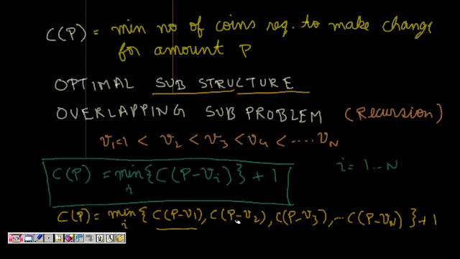C of p minus v2 means this is the minimum number of coins required when the amount is p minus v2, and similarly for all the others. So now I say that I can use any of v1, v2, v3 till vn, and I subtract that amount, and the optimal solution for this will be the minimum among all the optimal solutions for the subproblems, and then because I am adding one more coin here, I add 1.